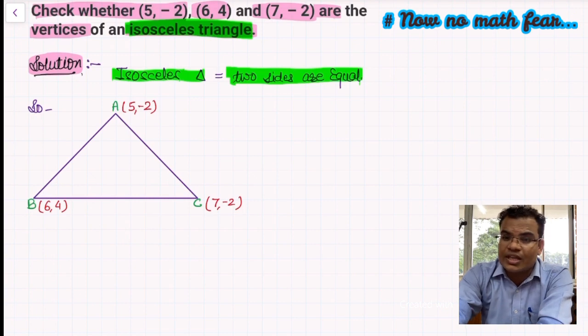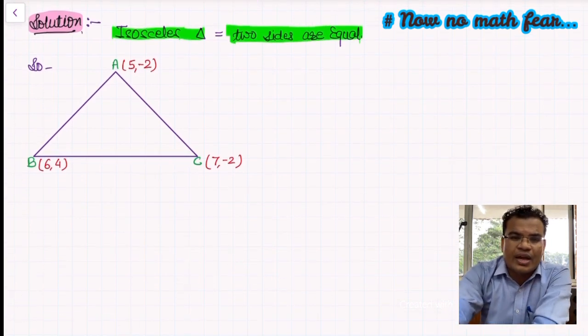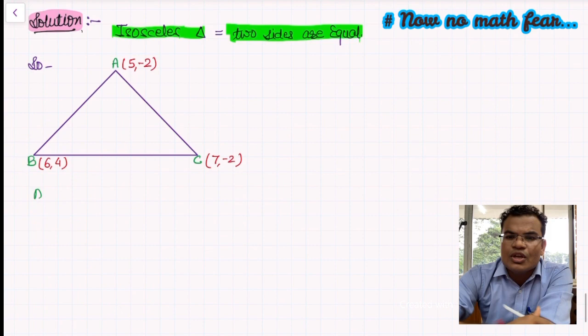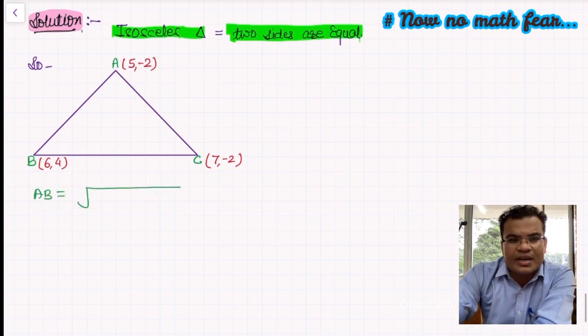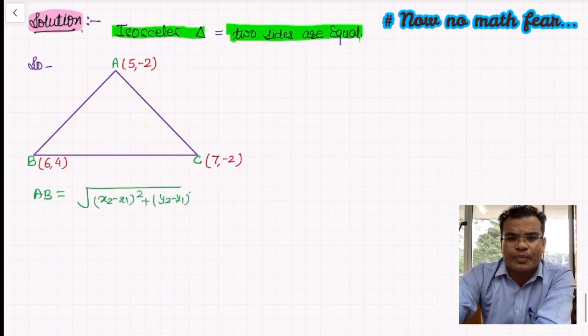If these two sides are equal, then you can say it is an isosceles triangle. So what you can do is go through this and find out the length of the sides. If any two sides are equal, then you have the isosceles triangle property, right? So first of all, AB is under root x2 minus x1 whole square plus y2 minus y1 whole square. This whole exercise is based on the distance formula we are practicing here.